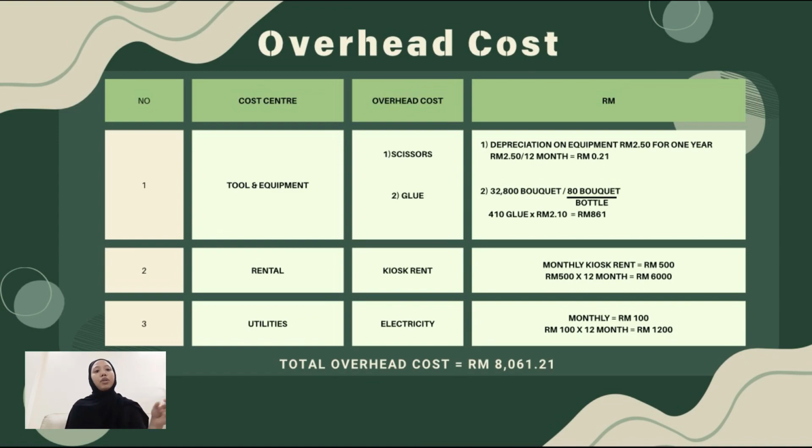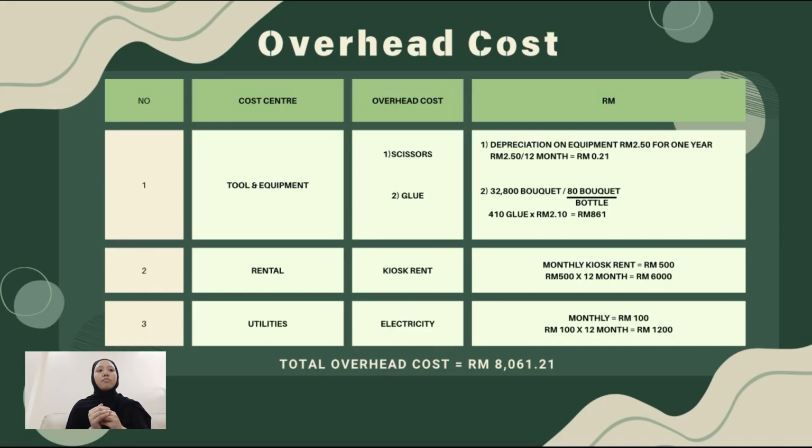So the glue, we estimate for doing bouquets for 1 year is 32,800 bouquets. So we divide by the glue from each bottle, which can produce 18 bouquets. So we need 410 glue bottles, we times with RM2.10, so we got RM861.